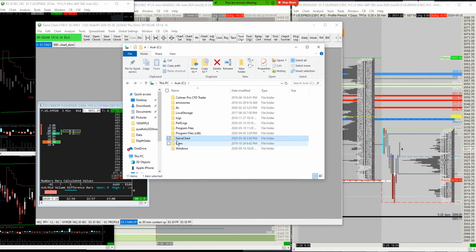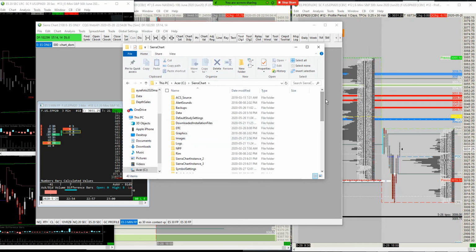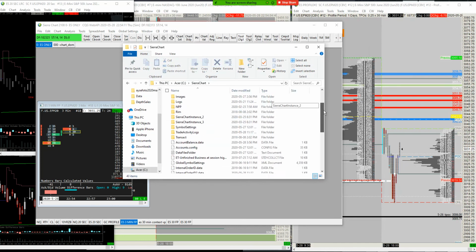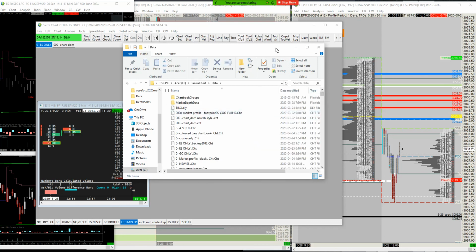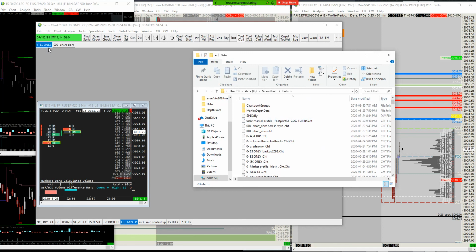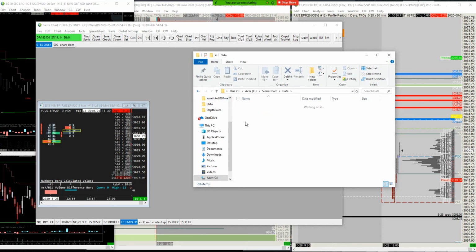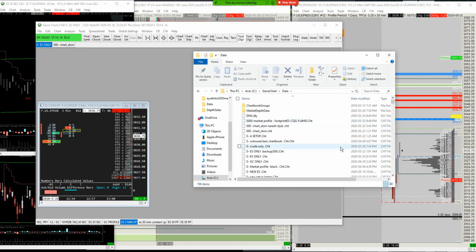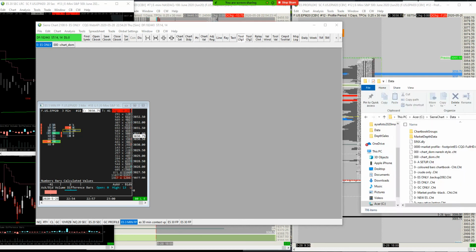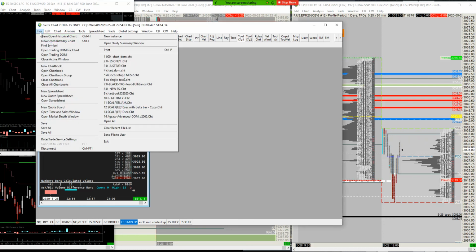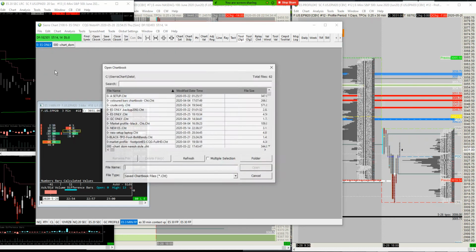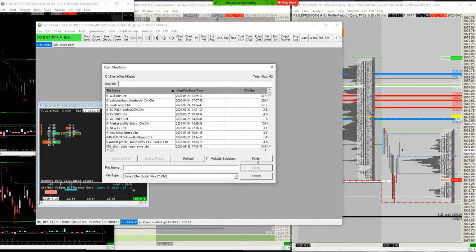It's the Sierra Chart folder where you kept it on your computer, and then you go to Data. What I sent you by email, take the ES only and put it here in Data. Okay, so that's done. Then you go to your Sierra Charts, go to File, Open Chart Book, and click the one you did, the full code. You just copy it into the data.